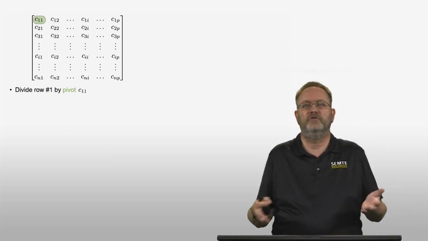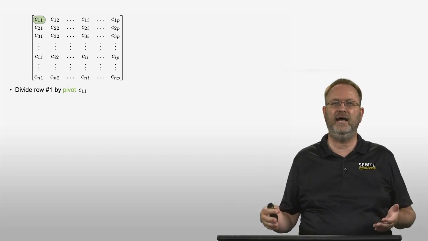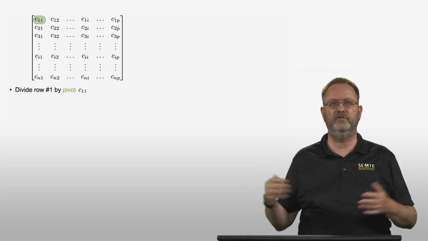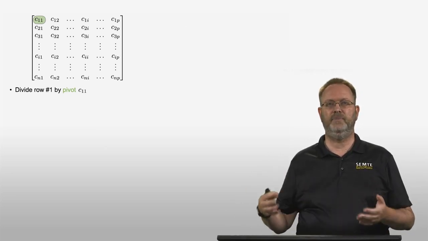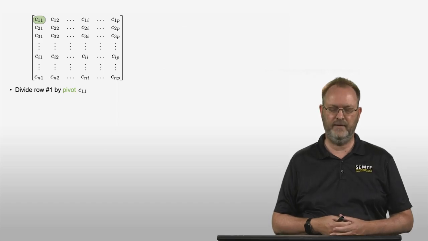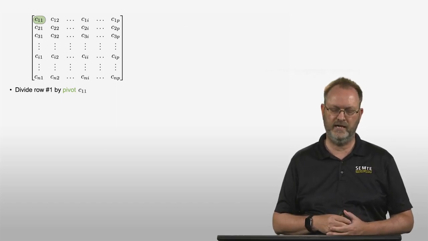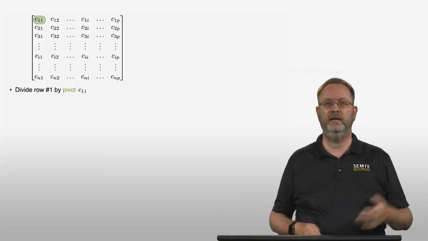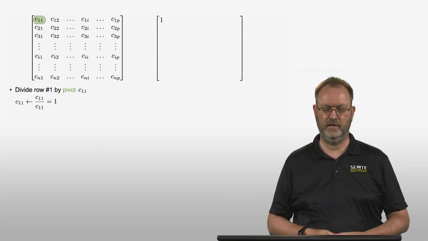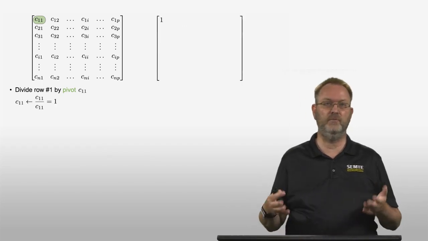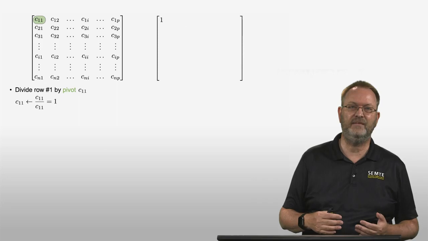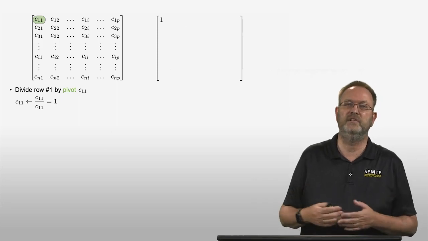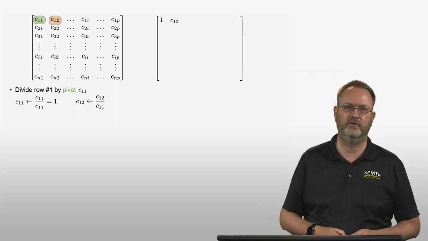The algorithm first did what? It said divide my first pivot row by the pivot entry. Okay, so that means here in row number 1, I want to divide row number 1 by the pivot entry, which is the entry 1,1 in the matrix C. So I'm going to take the value of C11, and I'm going to divide it by, well, C11, and the result is going to be 1, of course.